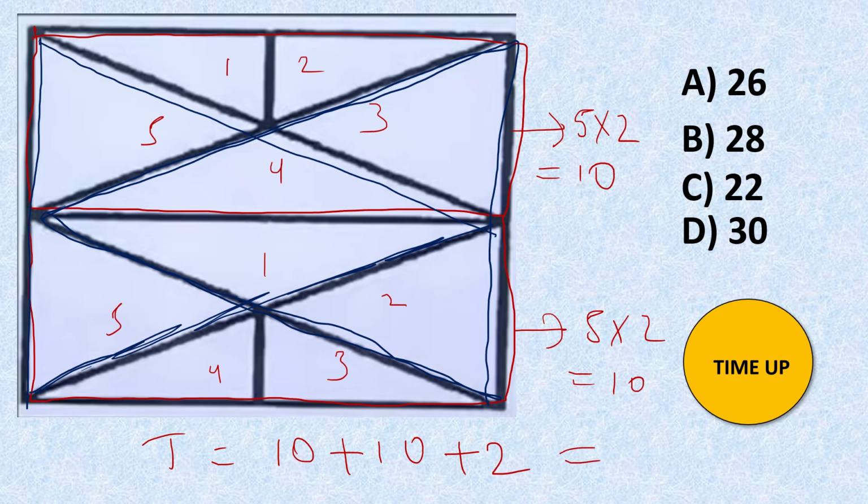So what is the answer? The answer is not 20, but it will be 22, because two hidden triangles are there, which I just showed you. So C is the correct option, 22. Okay.